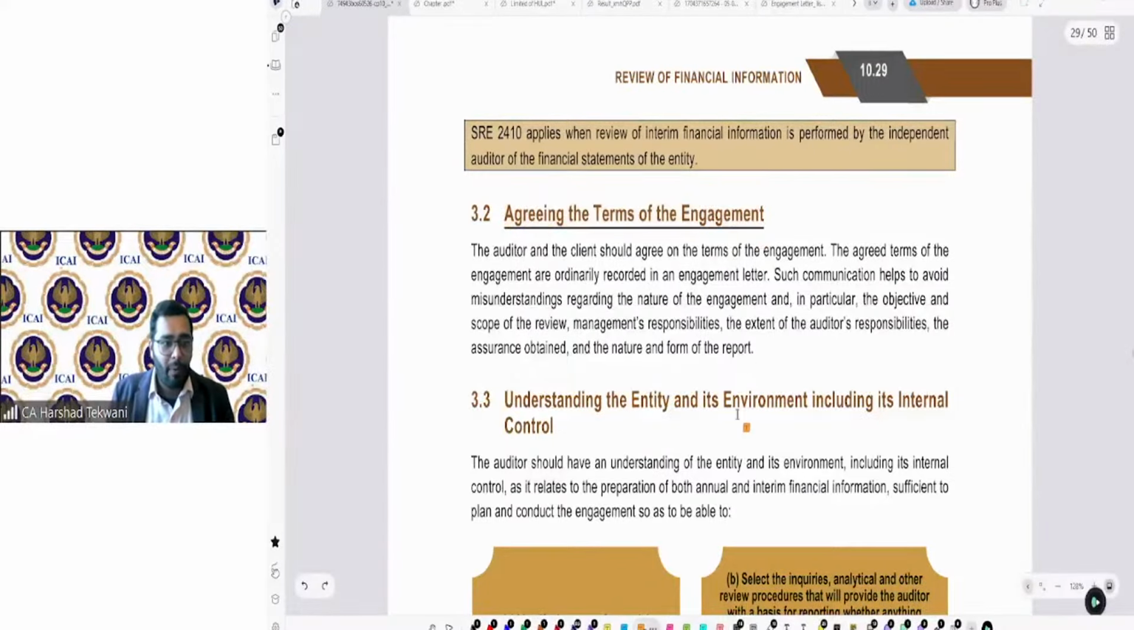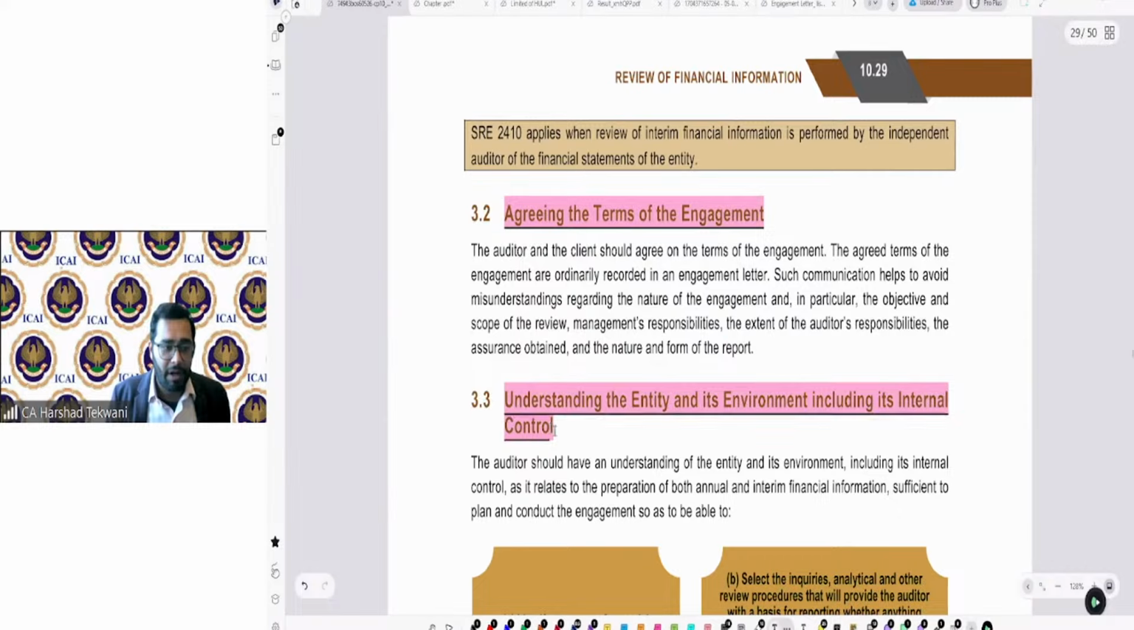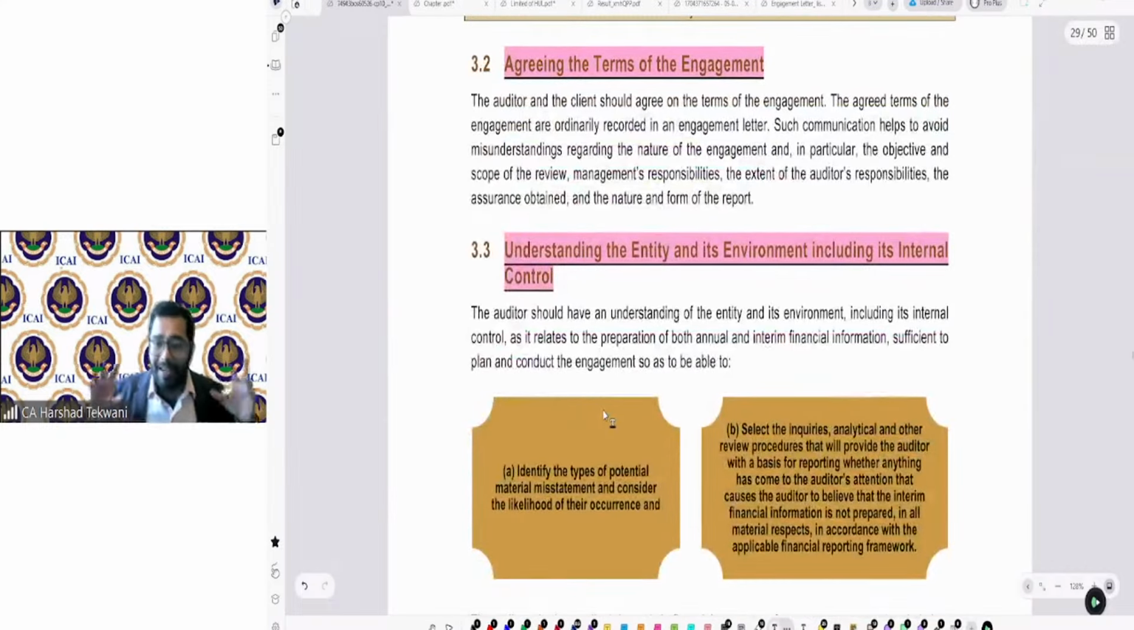That terms are required to be agreed before the start of the engagement, to avoid misunderstandings. Next is understanding the entity and its environment with respect to internal controls. Earlier we were understanding the entity and its environment with respect to the financial statements; now we just need to understand it with respect to the preparation and presentation of interim financial information.